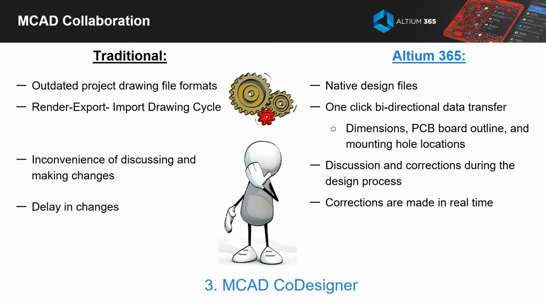Altium 365 allows you to reach a new level of collaborative work with the MCAD CoDesigner. You're able to work with native files in Altium Designer and any supported MCAD tool. You no longer have to import or export any external files. Best of all, information exchange is bidirectional, so you don't have to wait for a drawing from a mechanical engineer, and they don't have to wait for you either.